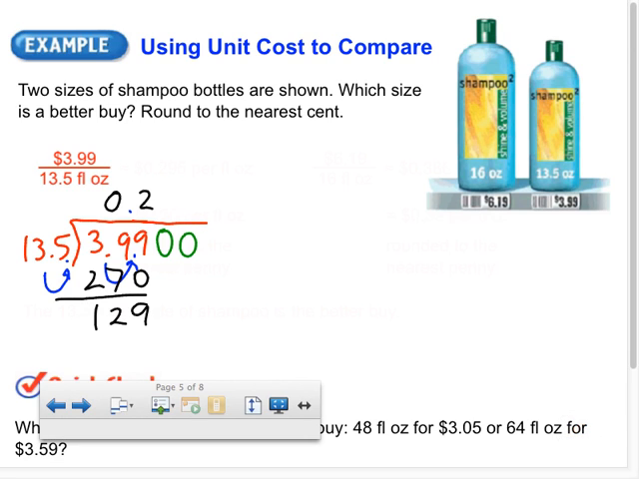Okay, so if I bring down my first 0, how many times will 135 go into 1,290? If I multiply 135 times 10, that's 1,350, so that's a little bit too much, right? I think 9 times would be a good guess. So let's go ahead and try 9.